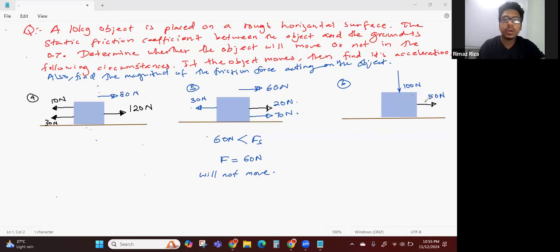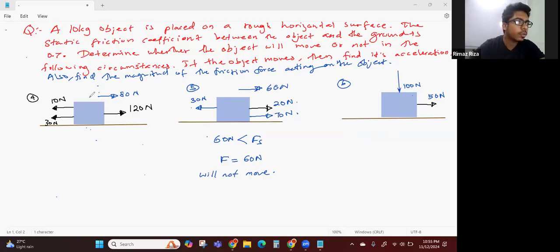Now here in this one, apparently you will think this will move because the applied force in the horizontal direction is less than 70 Newton. But actually here, since we have applied a force in downward direction, the maximum Fs will increase. Because Fs depends on the normal reaction force. So here first you have to find the normal reaction force.